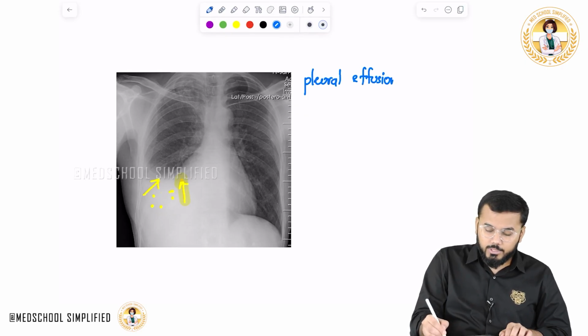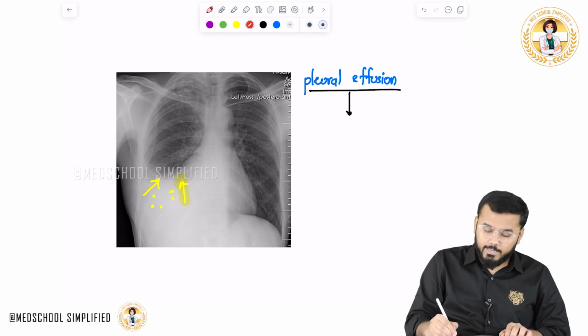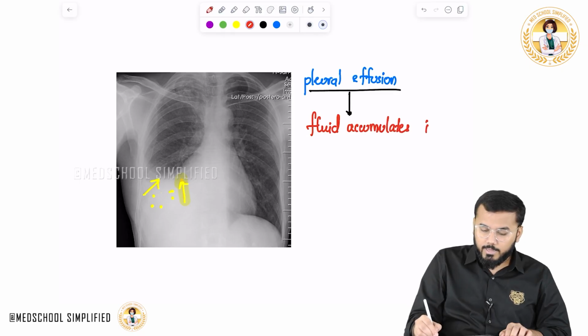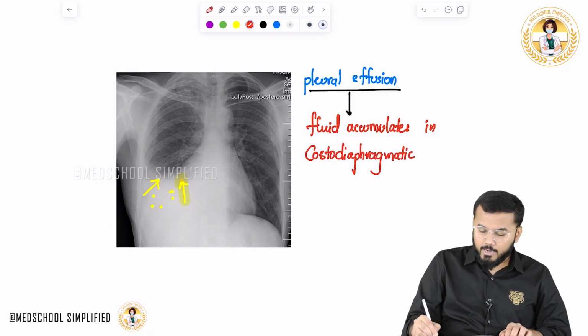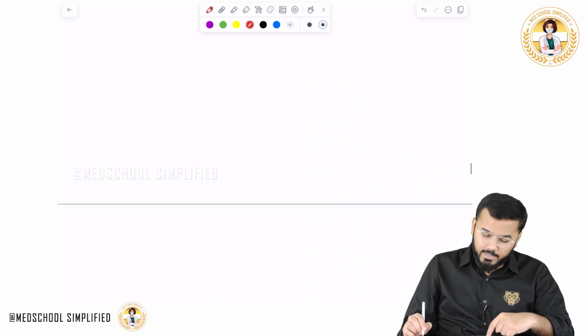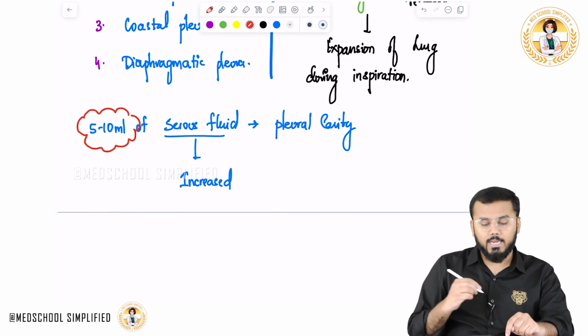So in pleural effusion, if someone asks you where the fluid accumulates, what will you tell? The fluid accumulates in the costodiaphragmatic recess. And by the way, did I write it? How much fluid is normally present? Around 5 to 10 ml of fluid.